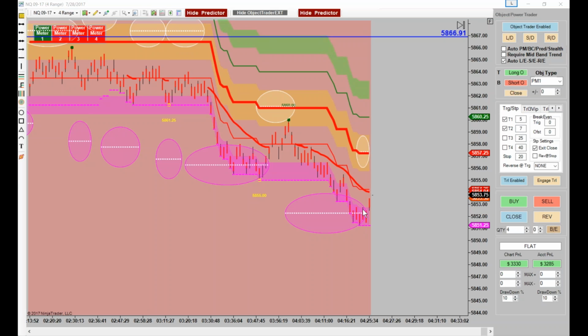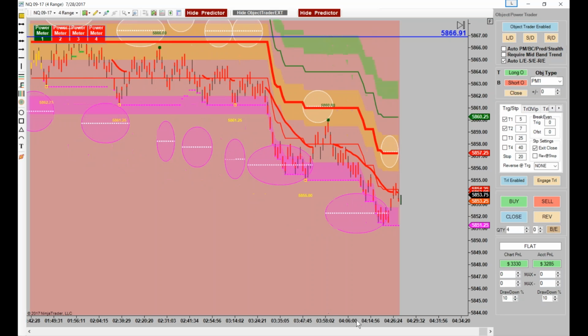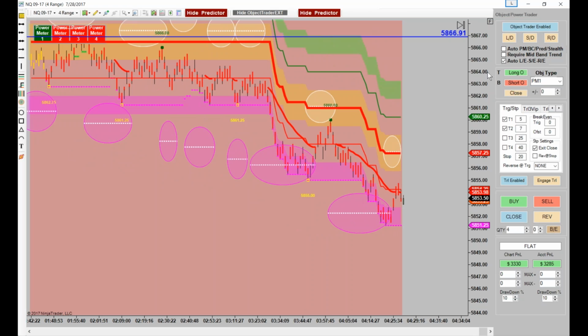PM will actually fire right there. That didn't get me in though. Why not? That should have gotten me in right there on that little break. Or did I have short on? Did I have long on just then? Long shut off. Oh, okay. Long shut off. That is something else that he is also working on.